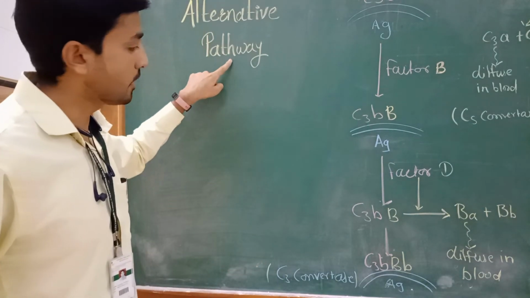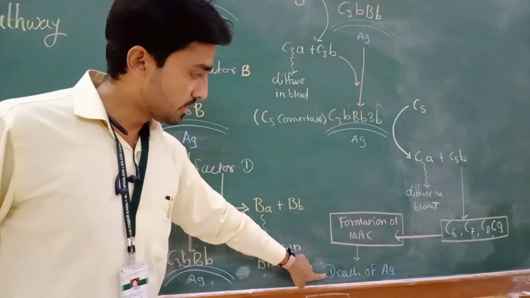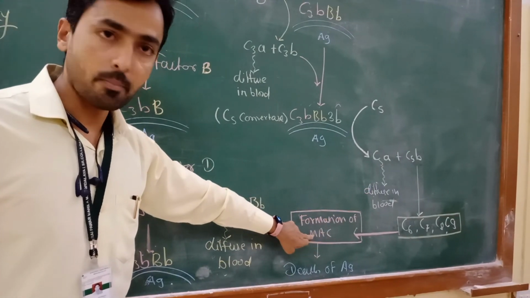So, at the end of the alternative pathway, the antigen in the blood is killed by the complement protein by forming the MAC complex.